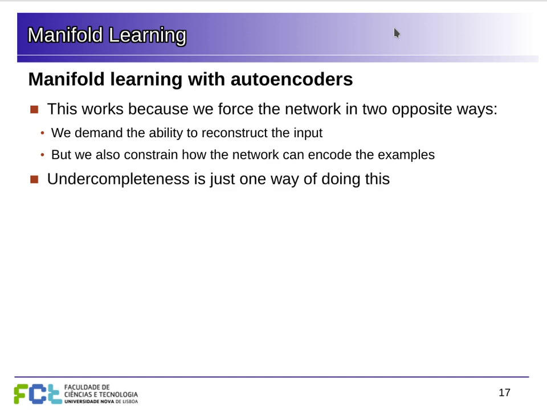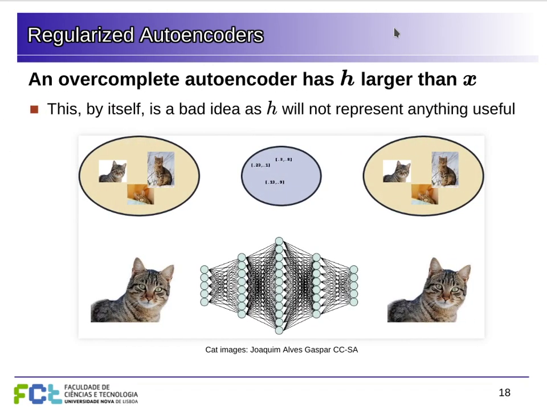We can do this in different ways, for example, by using regularization. An overcomplete autoencoder is one that, it's the opposite of the undercomplete one. It's one where the hidden representation is actually larger than the input.